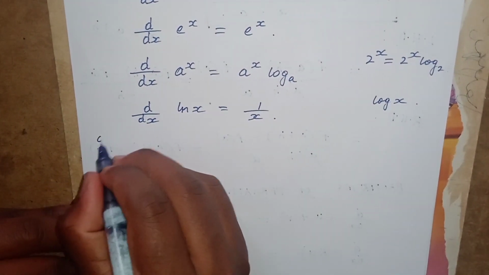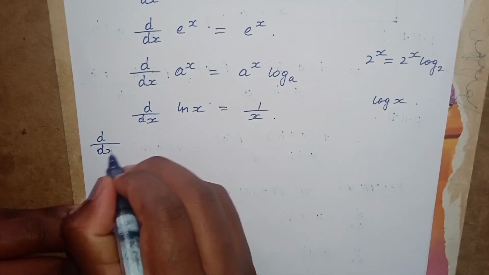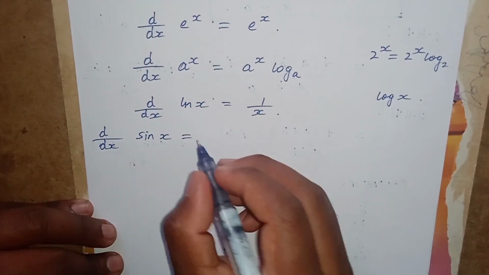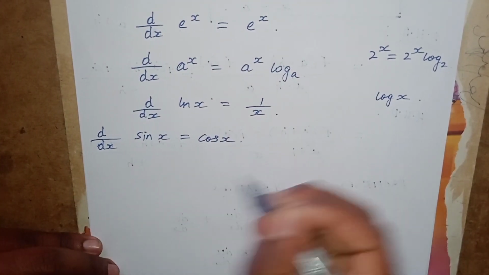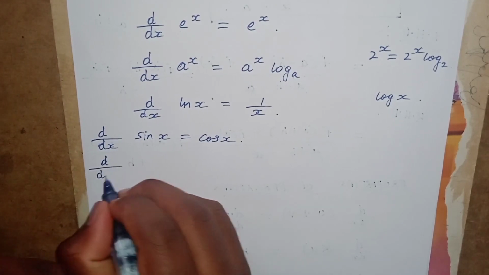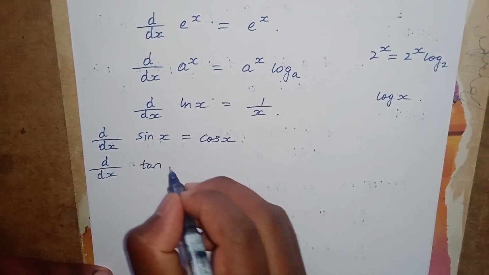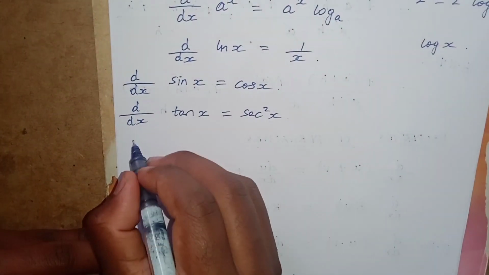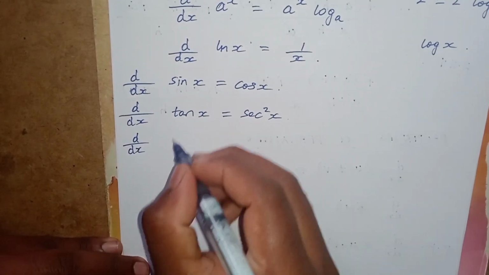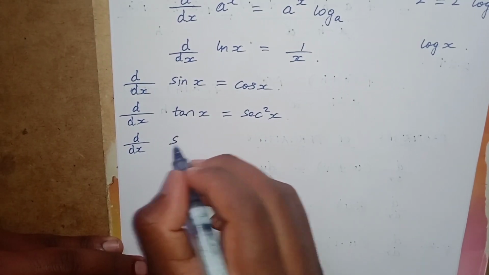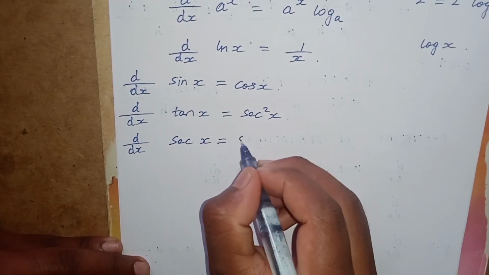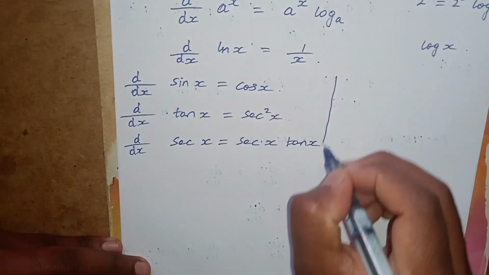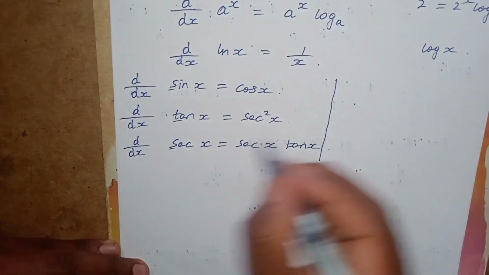Next, d by dx of sin x. If you differentiate one time, sin x becomes cos x. d by dx of tan x is secant square x. Next, d by dx of secant x is equal to secant x tan x.